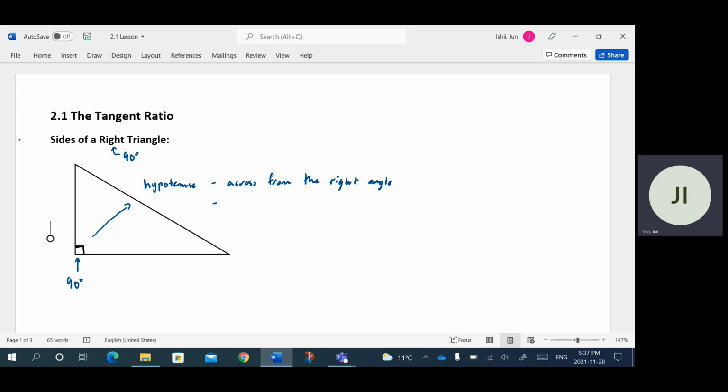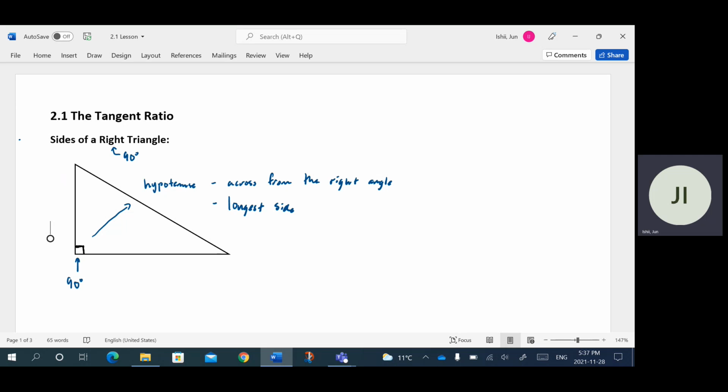As well, since it's across from the right angle, the 90 degrees would be the largest angle in the triangle. Therefore, the hypotenuse is always going to be the longest side. If you have a 90-degree angle in a triangle, it's impossible to have an angle that's bigger than 90 degrees. So that's your largest angle. Therefore, the side across from it will always be your longest side.